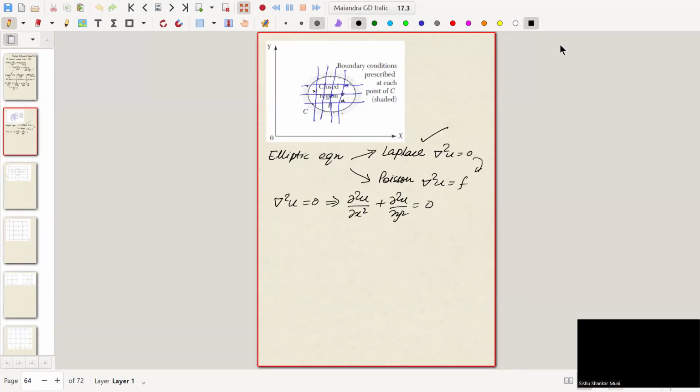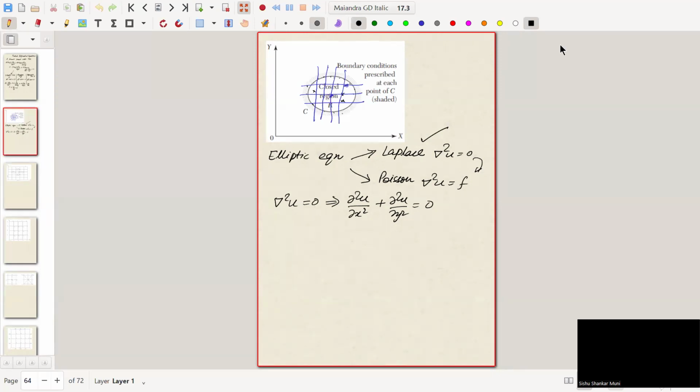So first we will cover elliptic PDE, then we'll move to parabolic PDE, and hyperbolic PDE will be one of your assignments. As you can see, the elliptic equation is like this, two famous elliptic equations: del squared u equals 0, and del squared u equals f, where something not 0 is there. That's how they are different.